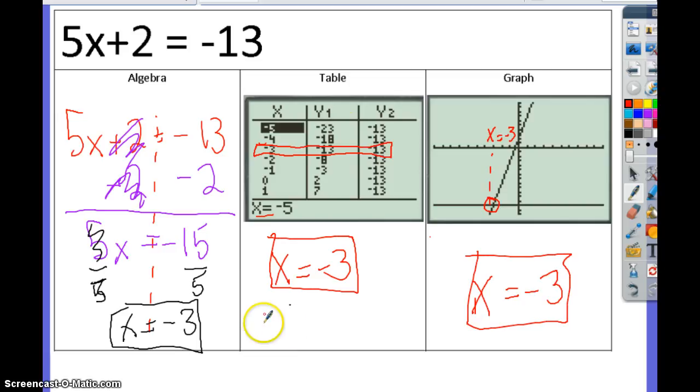And on the test, I noticed a lot of people were not using the table to double check. They were just assuming, I must have this right, and so I'm going to copy the answer over. The whole point of using all three is that if you get it wrong, you've got a way to double check your answer. So please do make sure you're double checking your answer.